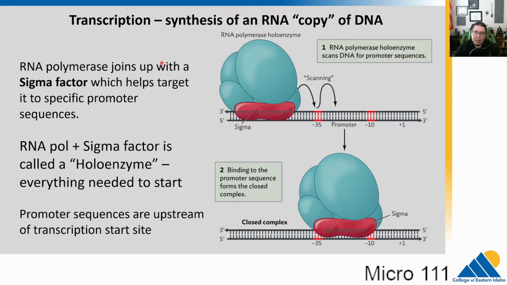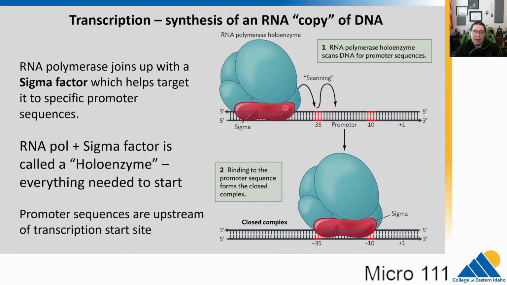How this works in the process of transcription is there's a big complex called RNA polymerase, and if you want to be precise, there's an RNA polymerase holoenzyme, which is all the accessory things that are involved with it. That goes and scans along the DNA. So RNA polymerase is first going to join up with this thing called a sigma factor. It's a small protein that helps find and bind to correct promoter sequences. Remember, promoters are little bits of DNA in front of genes.